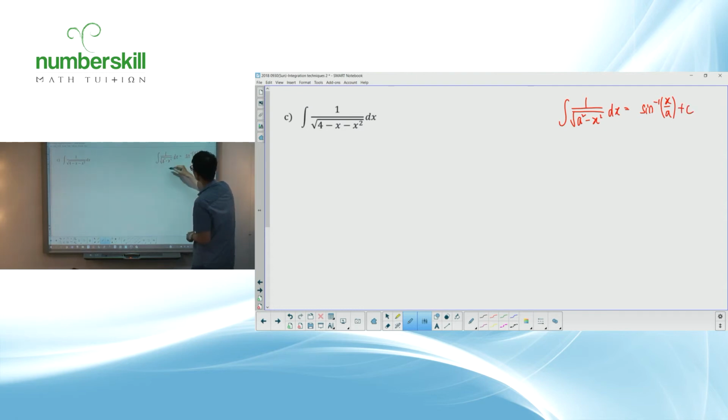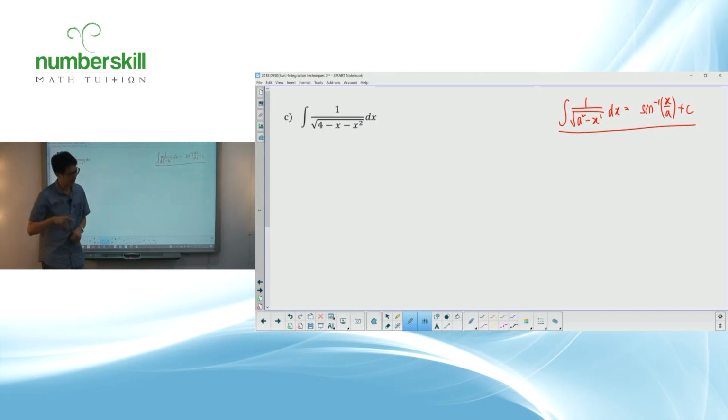The good thing about the sine inverse is it's a bit easier than the tangent inverse because they don't have the 1 over a rubbish. But still, the chain rule problem. So how do we do this? Well, the first thing you have to do is to try to get to that form. How do I get to that form? You guessed it. Complete the square. That's the only thing you can do. So let's try.